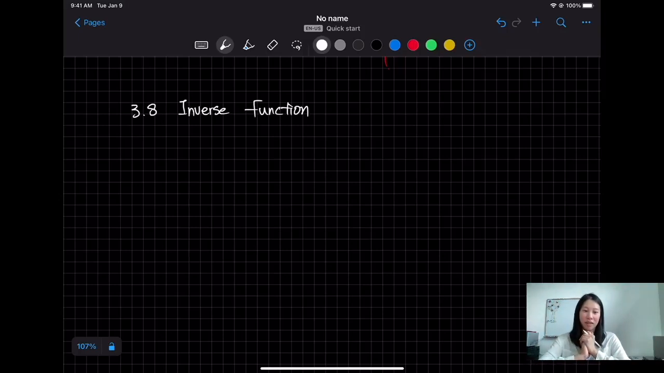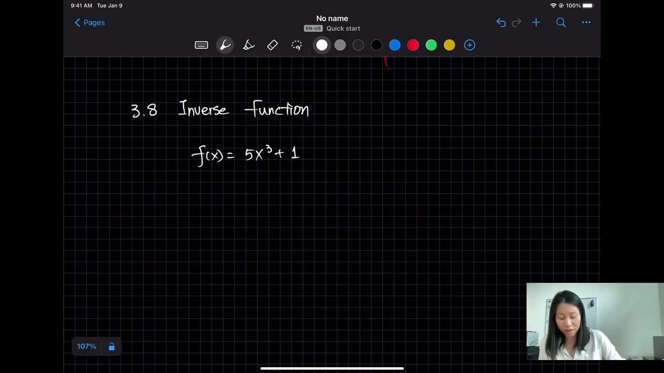In this video, we're going to talk about the inverse function of some more complicated functions. In a previous video, we talked about how to find the inverse function of a linear function. Now, if I want you to find the inverse function of 5x cubed plus 1, how do you do it?